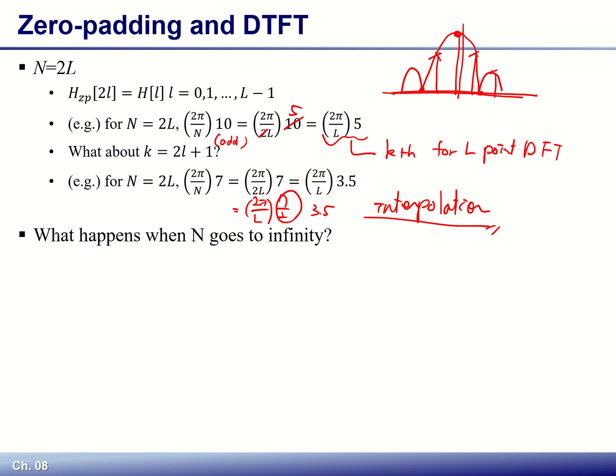But anyway, what happens when N goes to infinity? Then the sampling gets finer and finer, and it will be continuous.